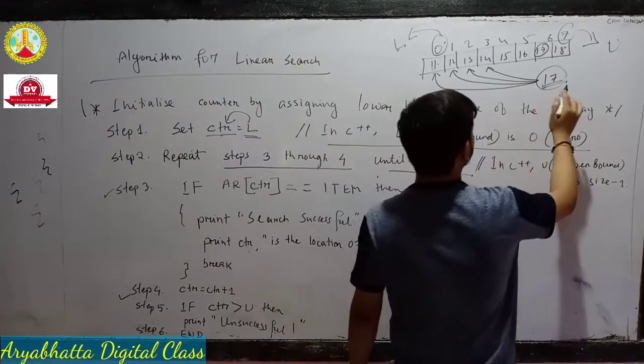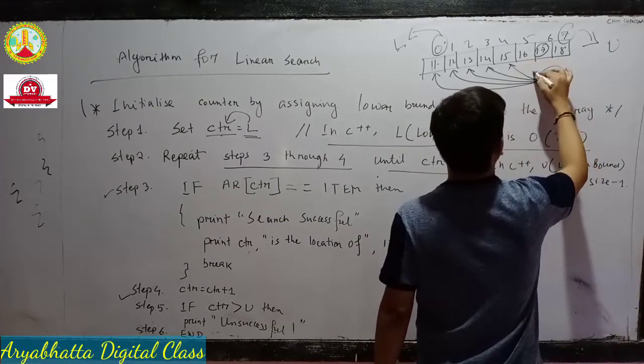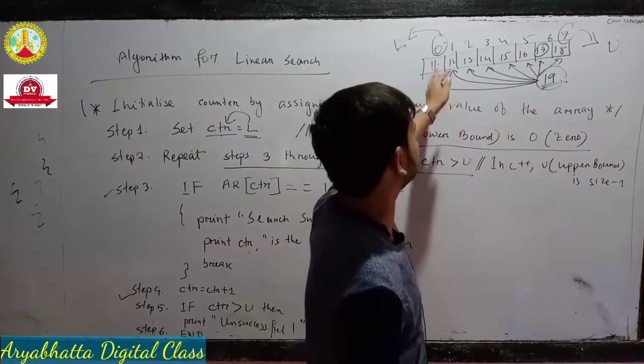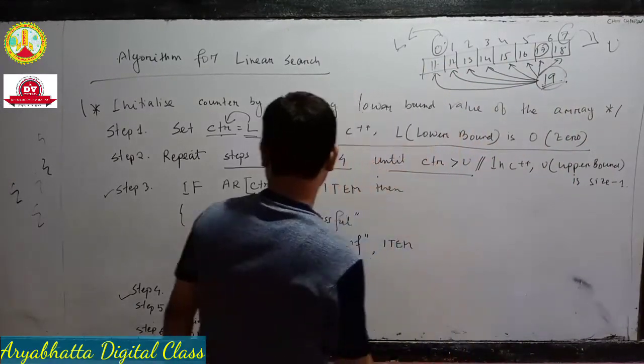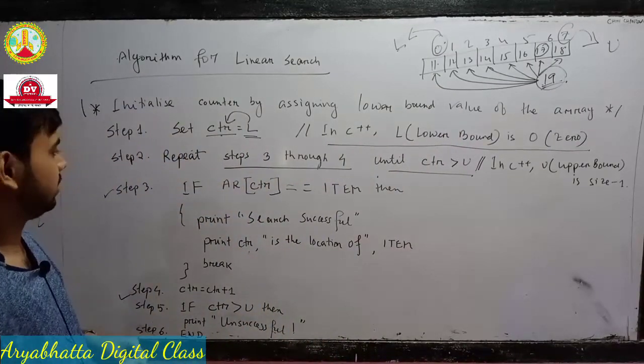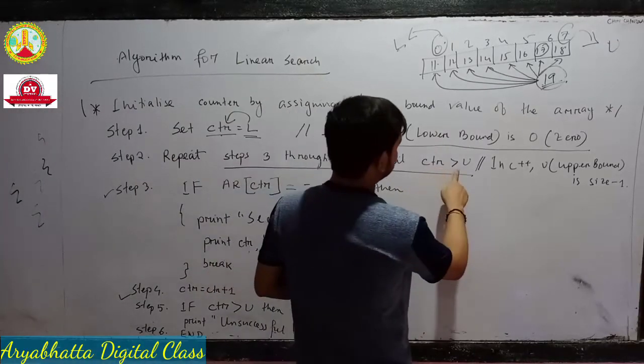Until. Suppose your search item is not 17, suppose 19. You go through this, go through this, go through this, go through this. Your item is not found. Means your item is not here in the array. Means what? Search unsuccessful. Right. See, means you have to search until CTR greater than U.